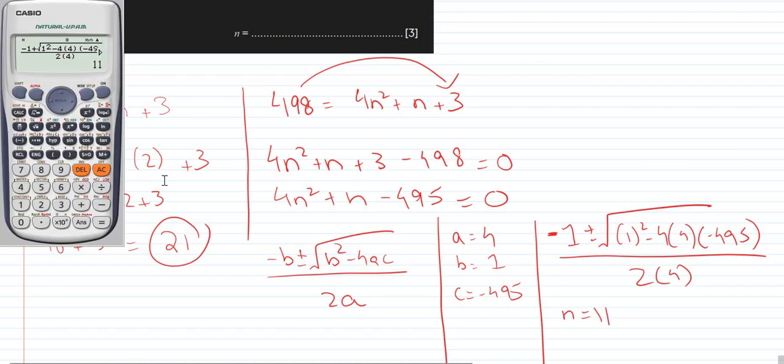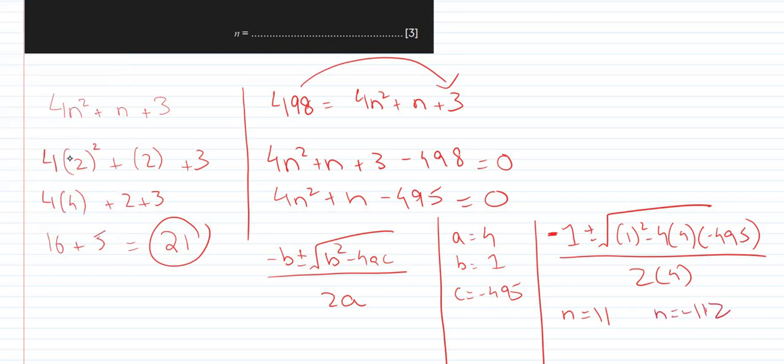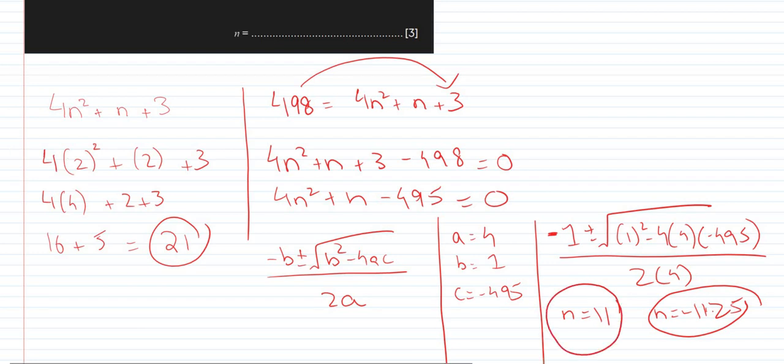Now my question is not finished. I will go back to the equation and do the same thing, minus 1, and this time I will write minus because last time I did plus. Minus 4 multiplied by 4 multiplied by minus 495, upon 2 multiplied by 4. So this is negative 11.25. So we all know that n cannot be negative. Alright, so the answer is going to be 11.